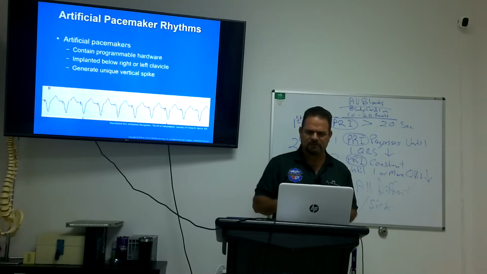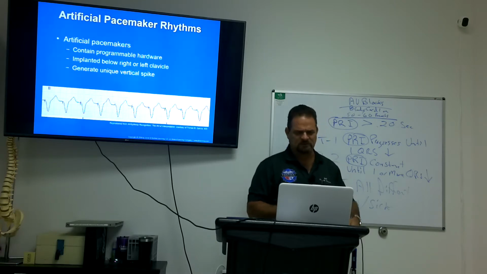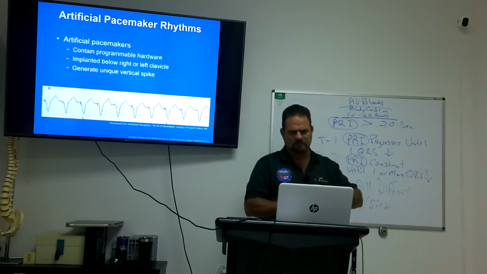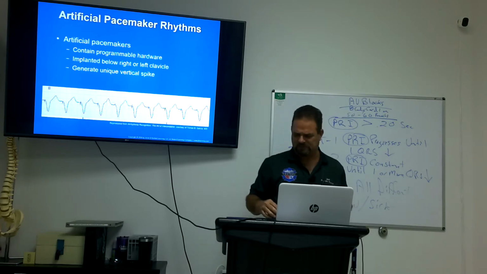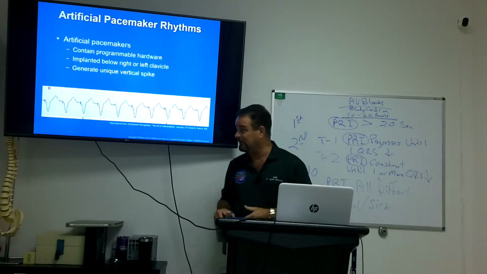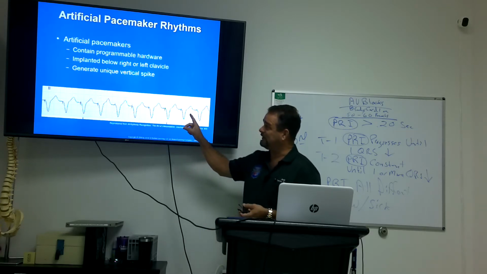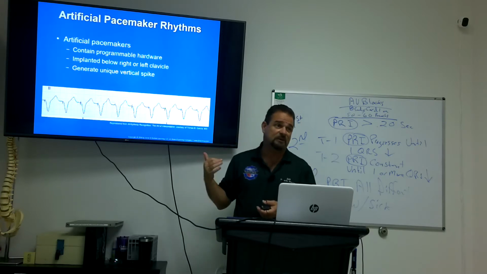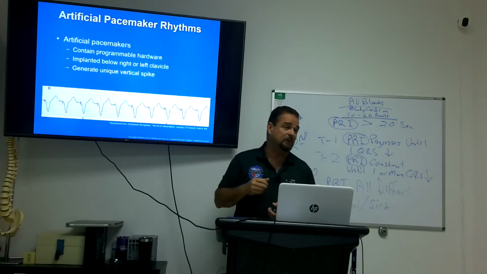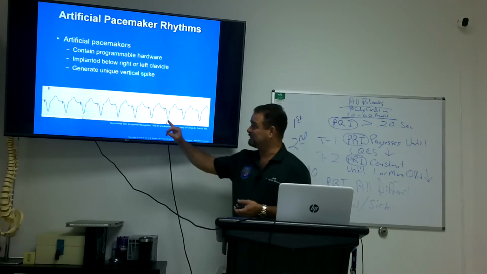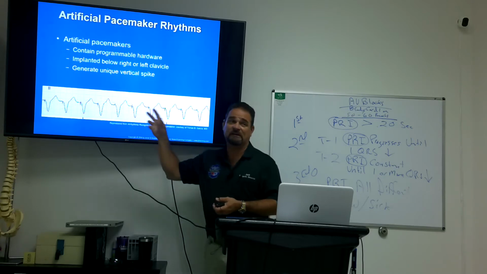Artificial pacemaker rhythms, when you start picking up some weird things. An artificial pacemaker rhythm is a pulse generator. As you can see on this strip here, you can actually see the pacer spikes. Here they are. This is a heartbeat that's being generated or stimulated by the pacemaker. It's taking over the P wave. Okay?